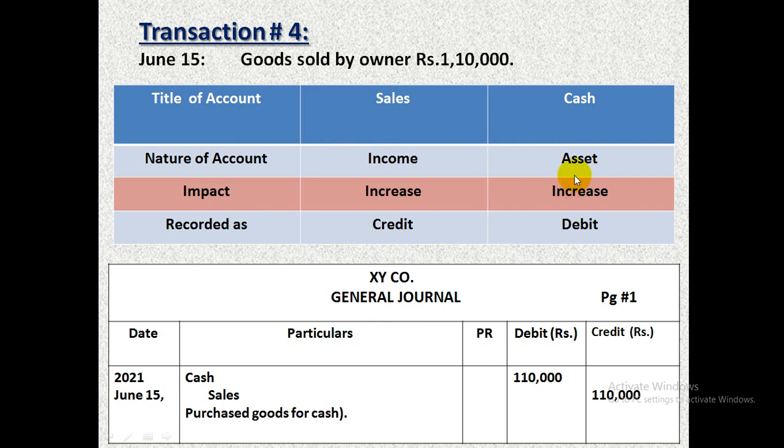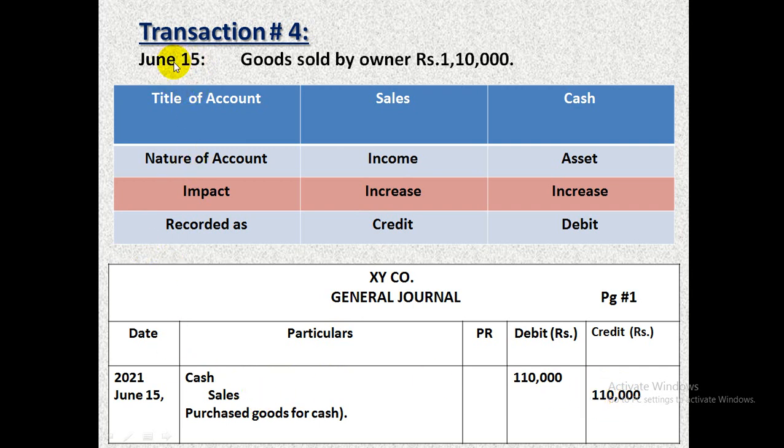Cash is coming in the business and asset is increasing. Therefore, cash will be recorded in debit column. Because sales are also increasing, sales by nature are income. Increase in income credit the account, therefore it will be recorded in the credit side.